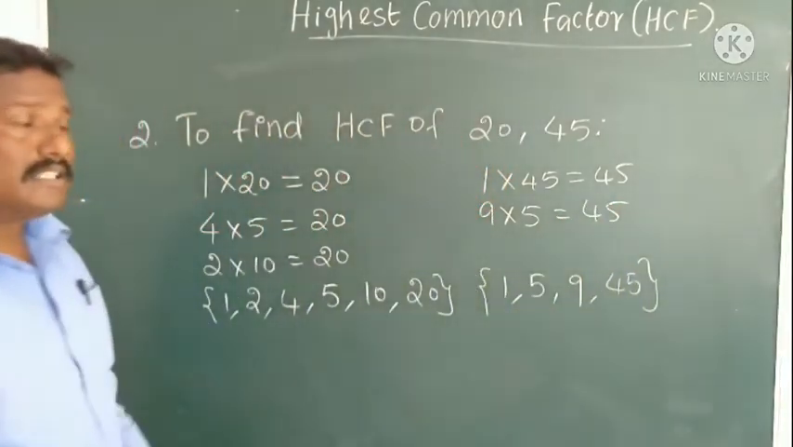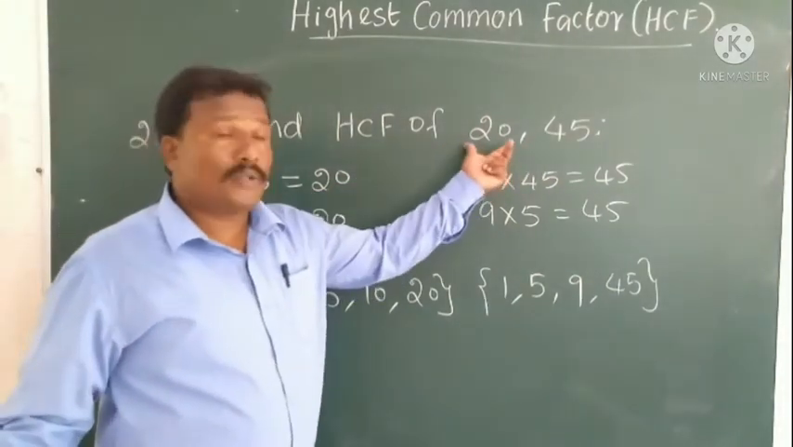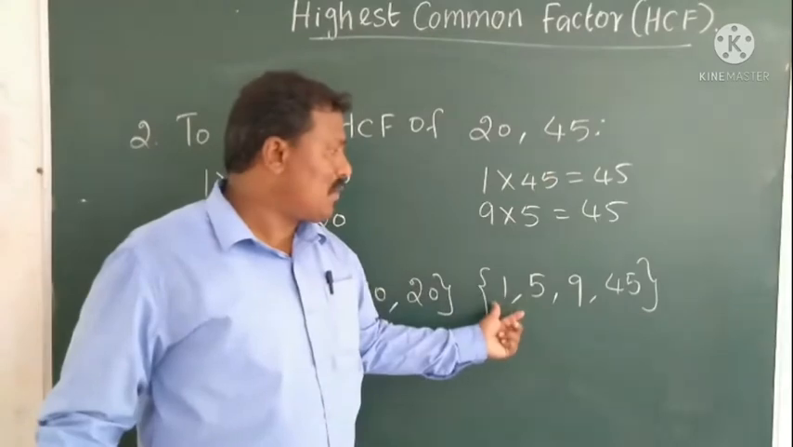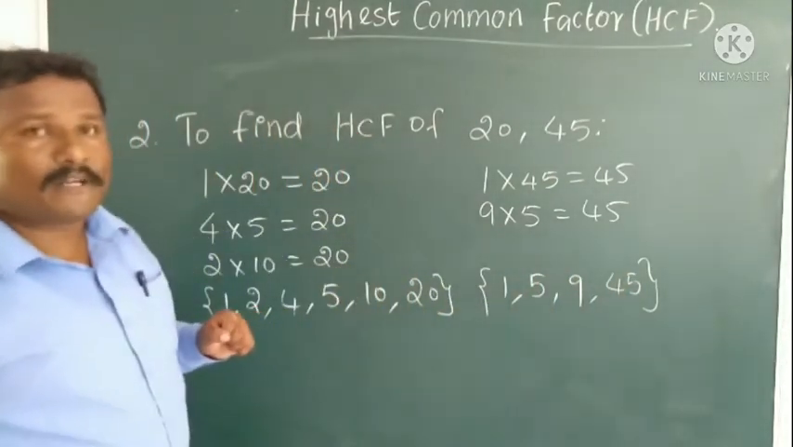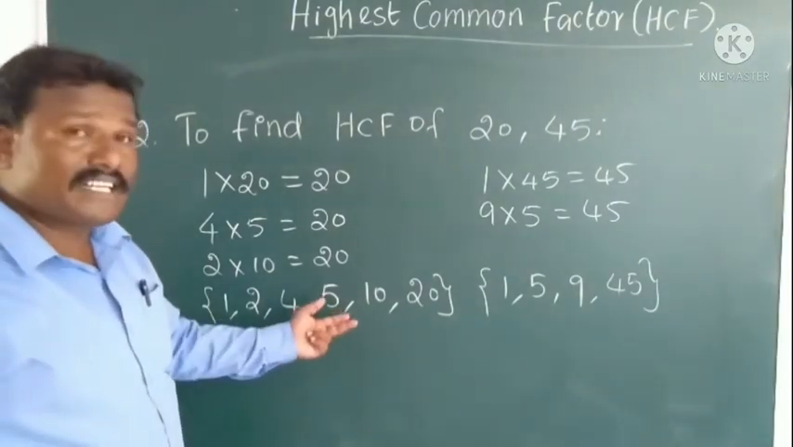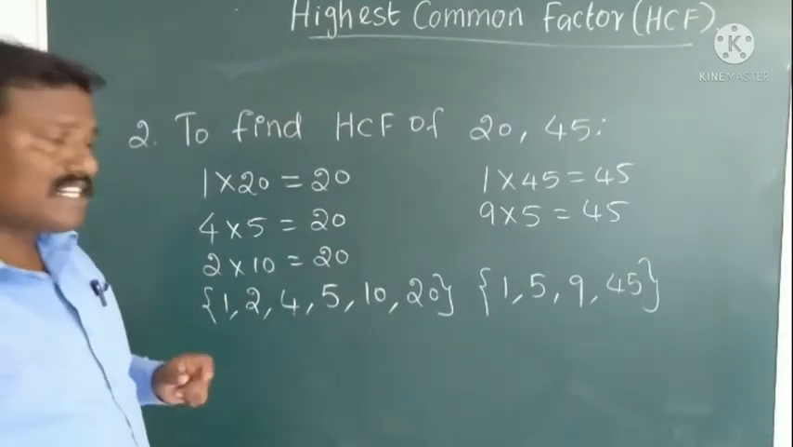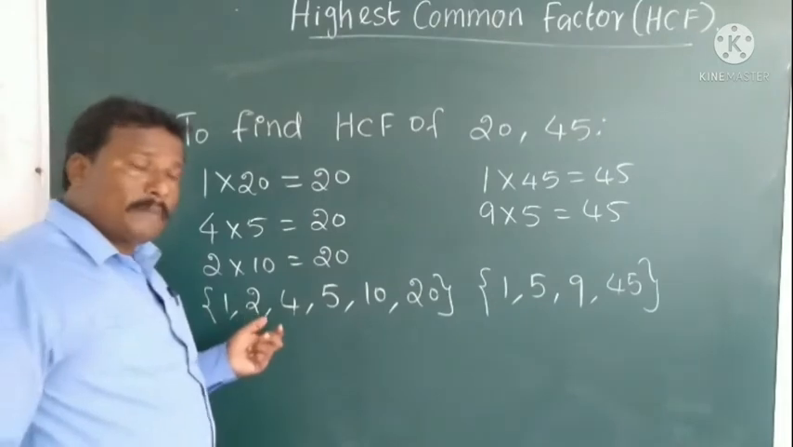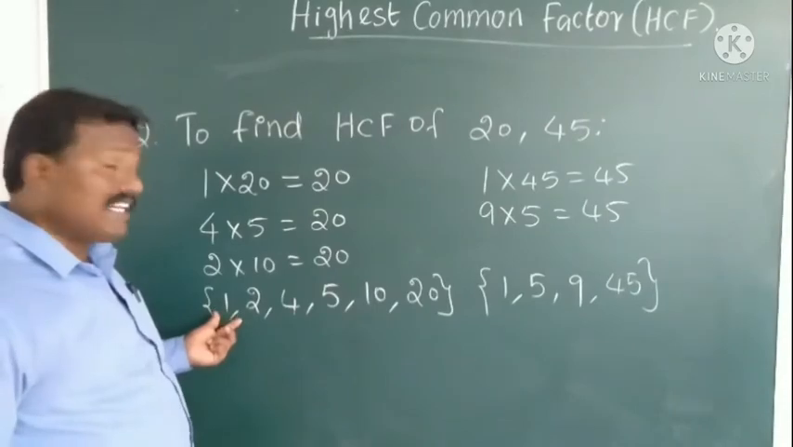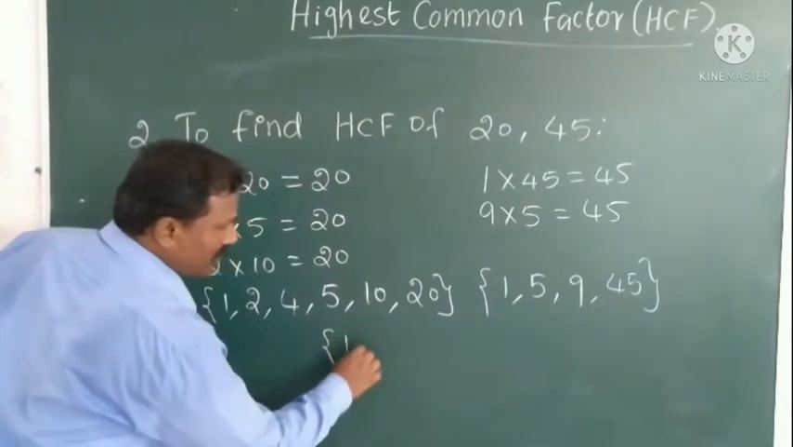First step over, because I collected and wrote all the factors of the given numbers 20 and 45. The factors of 20: 1, 2, 4, 5, 10, 20. The factors of 45: 1, 5, 9, 45. Second step, we have to pull out the common factors from these factors. Which factor is present in both places, that factor is a common factor. For example, here 1 is available, here also 1 is available, so it's a common factor. So pull out 1 outside.